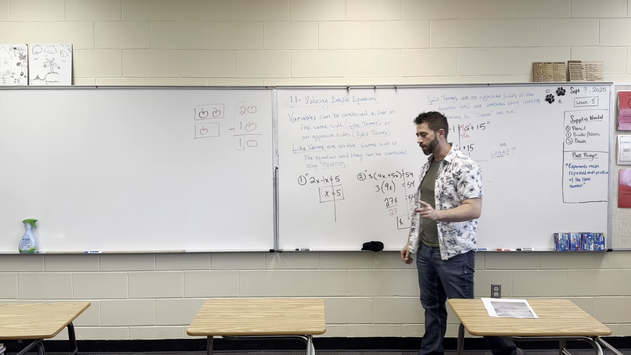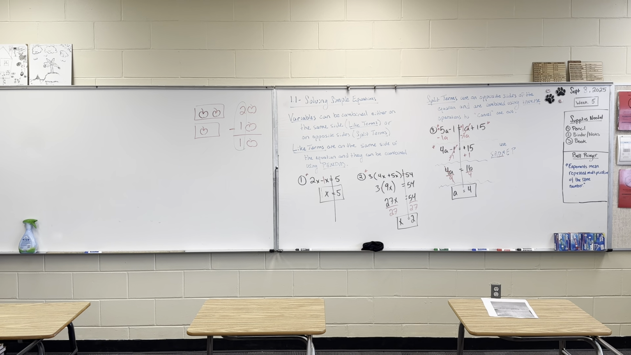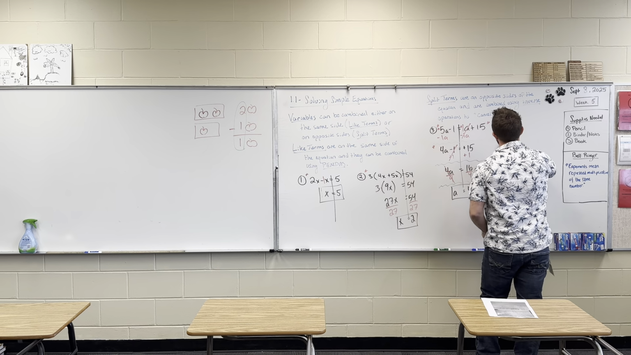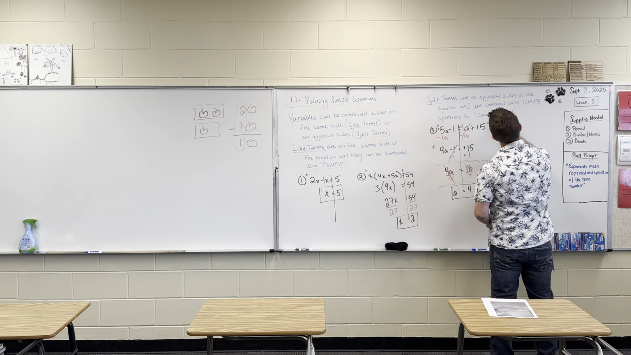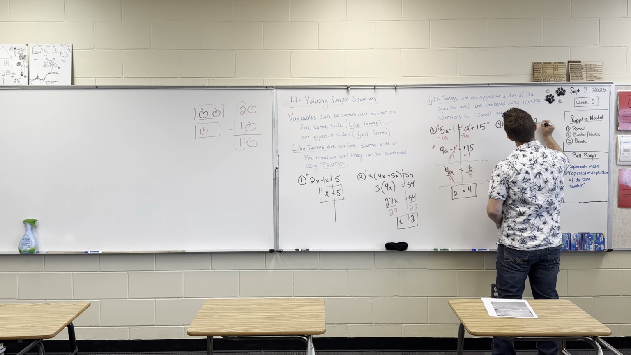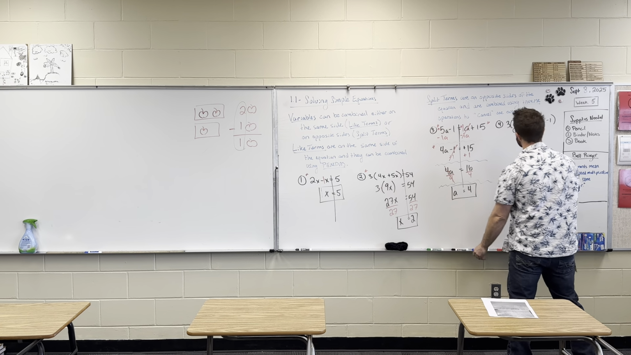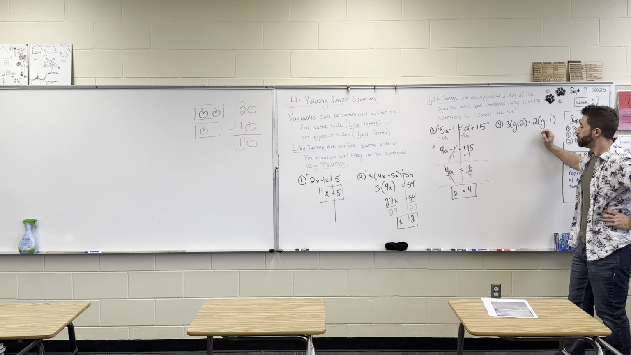Now, you might want one more example, just in case. And where was my example? 3g plus 2 equals 2g minus 1. Okay, so let's take a look at this one. I have 3g plus 2 equals 2g minus 1.